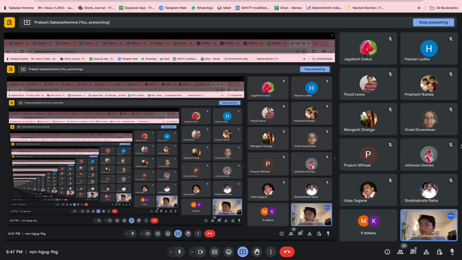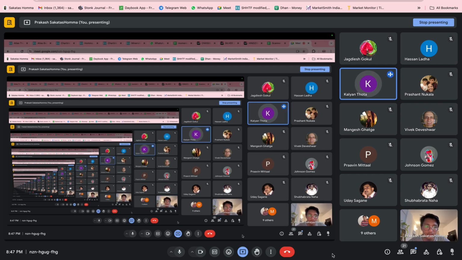I'm done. Questions? Hey, hi Prakash. Hi, Kalyan. Hi. So the momentum graph, whatever you're showing, how does it behave on a PBC setup, like a pullback setup?